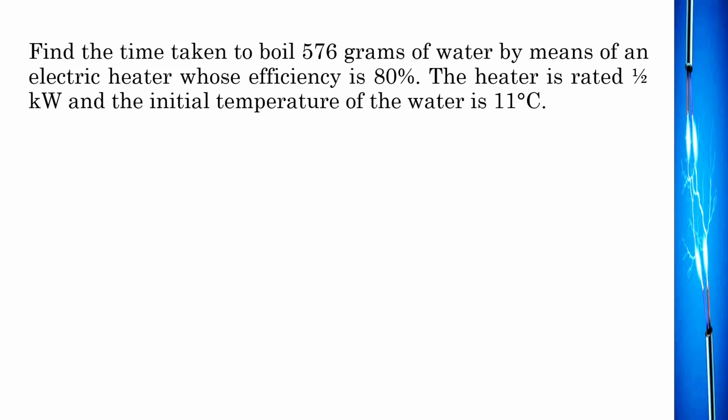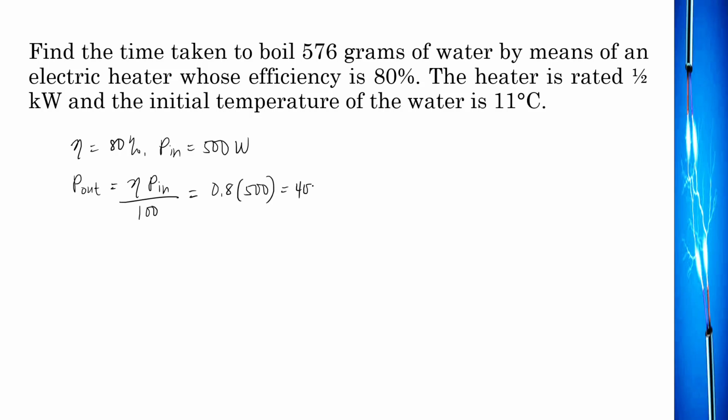So, therefore, ang ating final temperature ay 100 degrees Celsius at ang initial ay 11. So, alamin na natin ang time daw ang kailangan. So, alamin natin yung syempre, ang efficiency mo, 80%. Ang power input natin ay 500 watts. Kasi ang sabi, 1/2 kilowatt eh. So, that will be 500. So, kunin natin yung P out, efficiency times power input over 100. So, I can have here 0.8 times 500 or simply 400 watts.